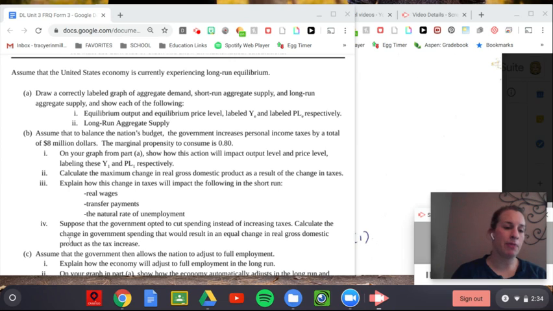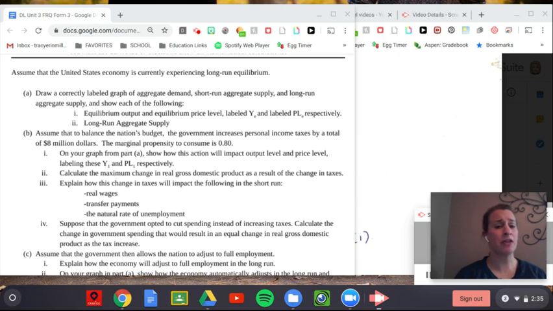Part B has many parts to it. Let's just look at the first two real quick and then we'll take a look at the key. We have assumed that to balance the nation's budget, the government increases personal income taxes by a total of $8 million dollars and that the MPC is 0.8. You have to show how this increase in personal income taxes is going to impact the macroeconomy, and that's going to be an aggregate demand shifter.